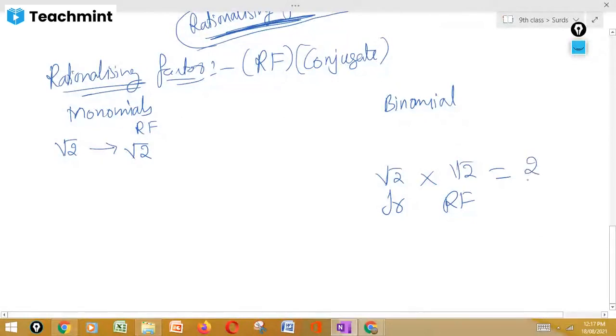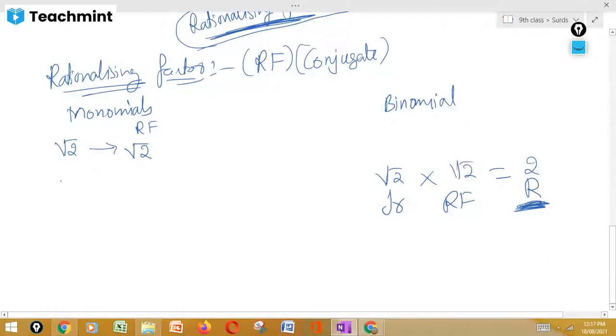Root 4. What is root 4? It is 2. Yes, but what kind of number is it? What kind of number is it? Rational number. Are you getting an idea now? Yes, sir. Okay, now.